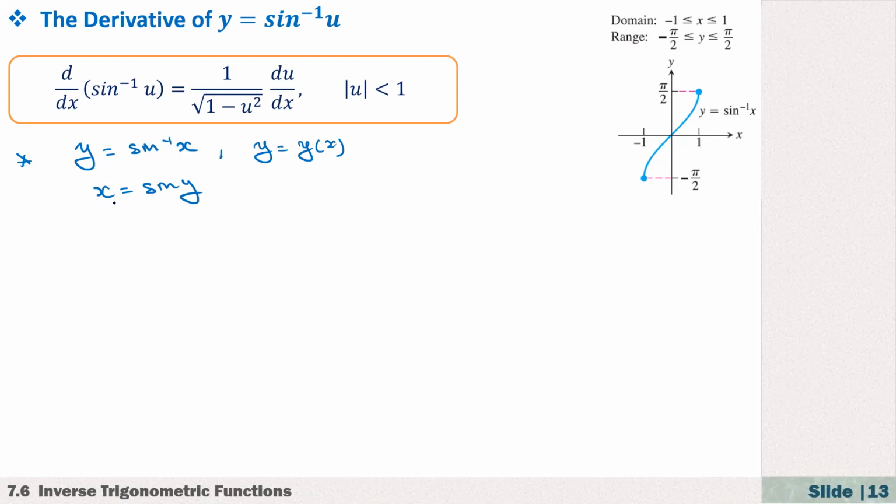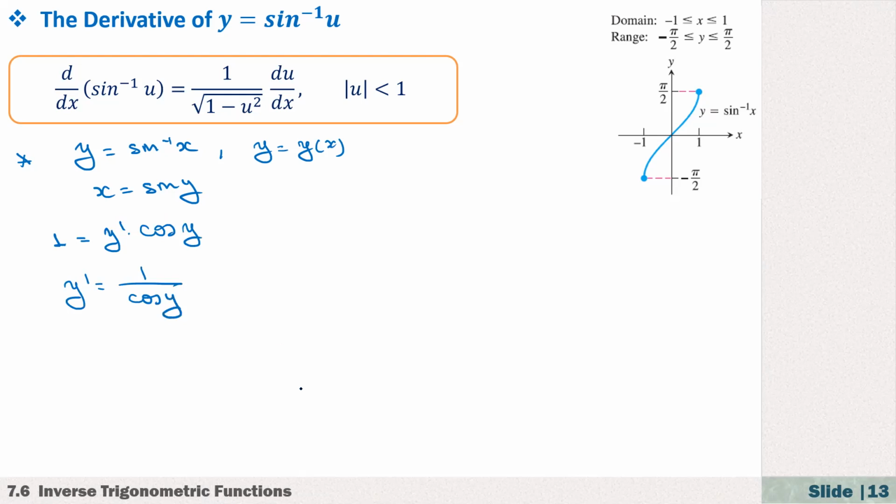The derivative of x with respect to x is equal to 1. On the right-hand side, we have a composite function, since sine of y is a function of x. Using the chain rule, that's equal to y prime times the derivative of sine, which is cosine of y. Now from here, y prime is equal to 1 over cosine of y.